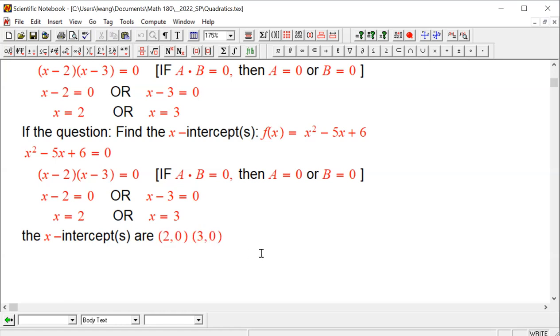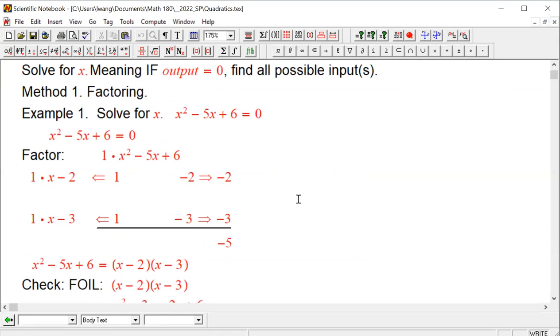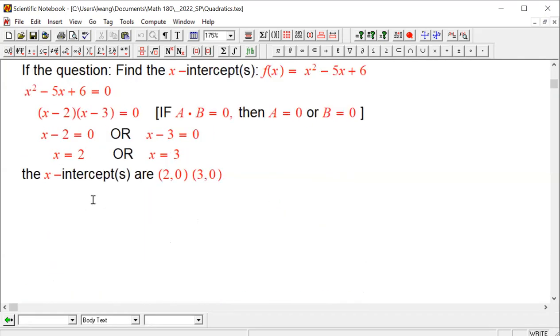Okay, so this is the first method, the factoring method. Now, second method. Method 2 is completing the square.